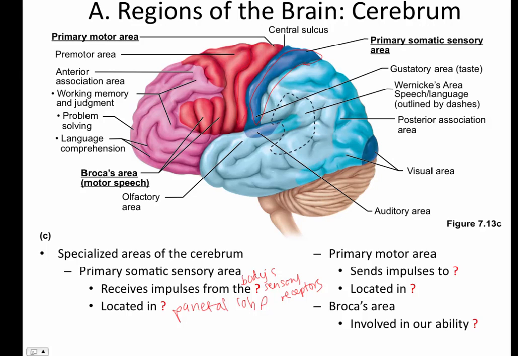Anterior to that, we have the primary motor area, and both of these areas are separated by what's called the central sulcus. And so the primary motor area is located in the frontal lobe, and it sends impulses to your skeletal muscles.